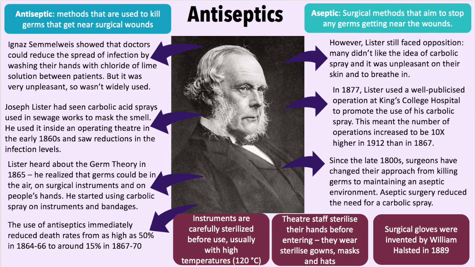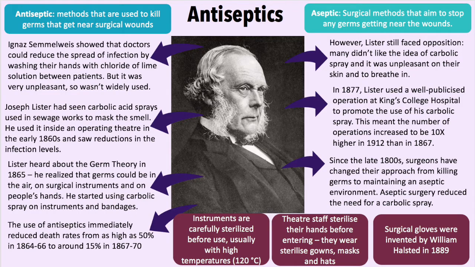Lister heard about germ theory in 1865. He realised that germs could be in the air, on surgical instruments and on people's hands. He started using carbolic spray on instruments and bandages. The use of antiseptics immediately reduced death rates from as high as 50% between 1864 and 66 to around 15% between 1867 and 70. However, Lister still faced opposition.